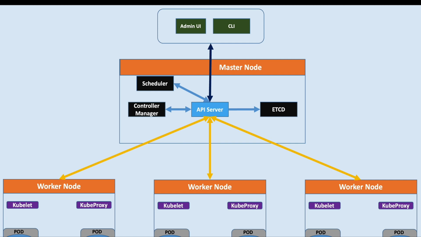Next important thing is the service. In Kubernetes, the service is an abstraction that defines the logical set of pods and policies by which to access them. The service enables network communication between different parts of the applications and provides a stable endpoint that can be used to access the application, even as pods are created, terminated, or scaled.